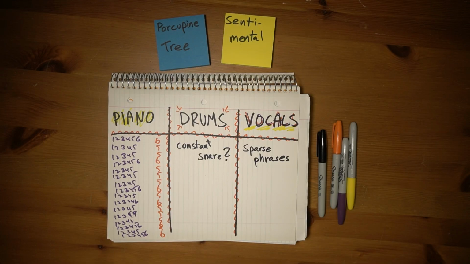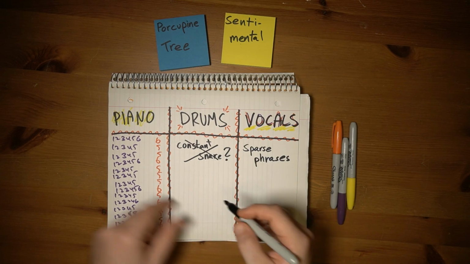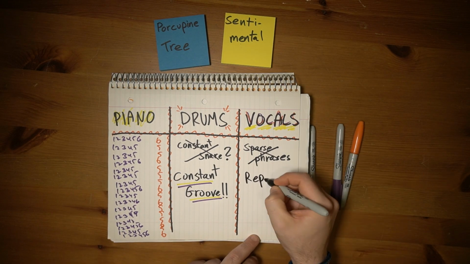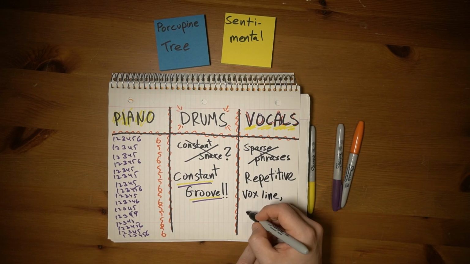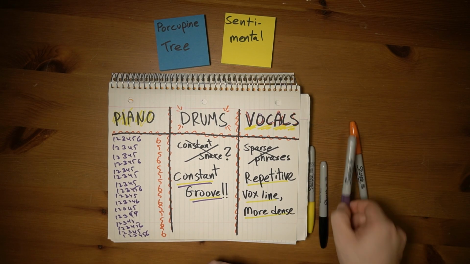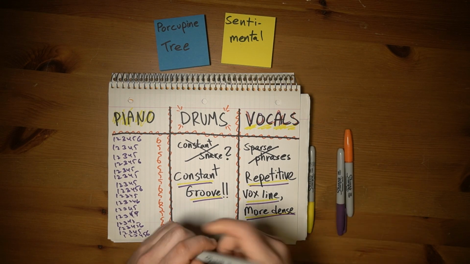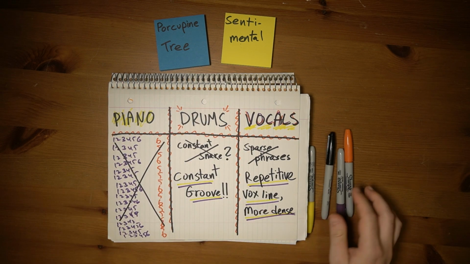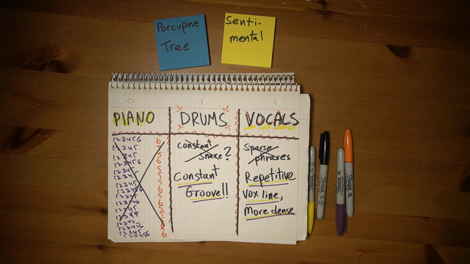A few things happen that make this section easier to analyze. First, the drums are playing a more constant groove. Second, the vocals are more repetitive, and therefore you can feel a steadier pulse. And last and most importantly, the piano is not playing that same disorienting rhythm anymore. Now it's pretty easy to find the time signature.